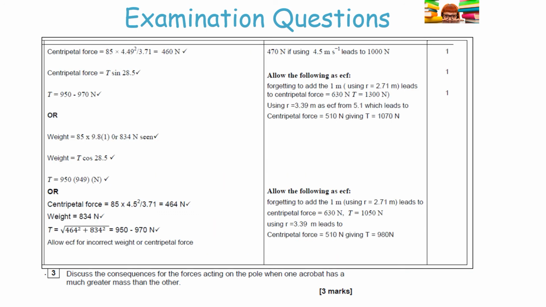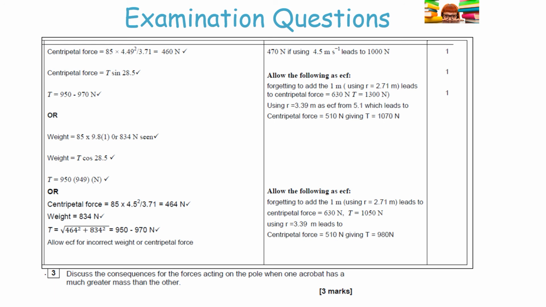The other way you could have done it is consider the vertical, because the only force acting in the vertical is going to be the weight, which is mg, and the vertical component of the tension. So they'll equal each other. So the weight will equal the vertical component of the tension. So weight mg will equal T cos 28.5. So once again, you can work out your answer.